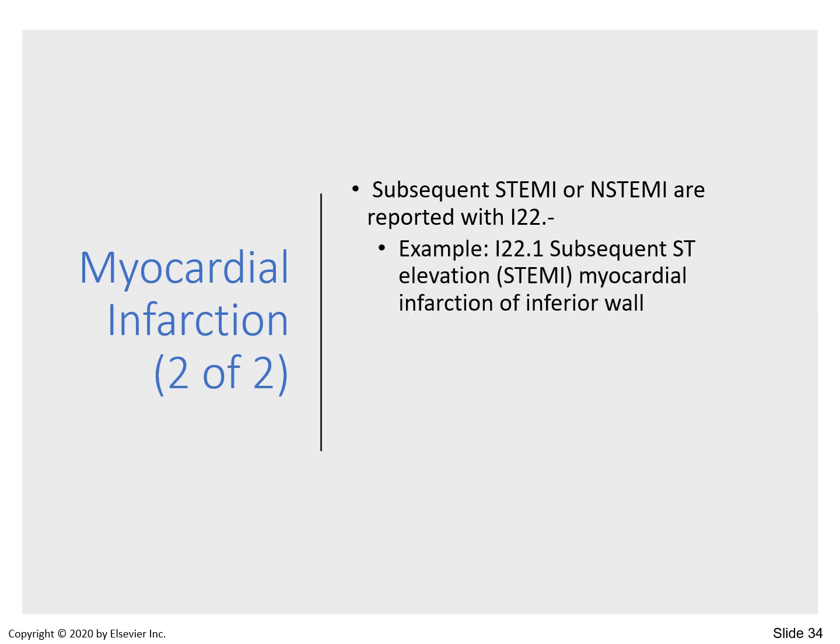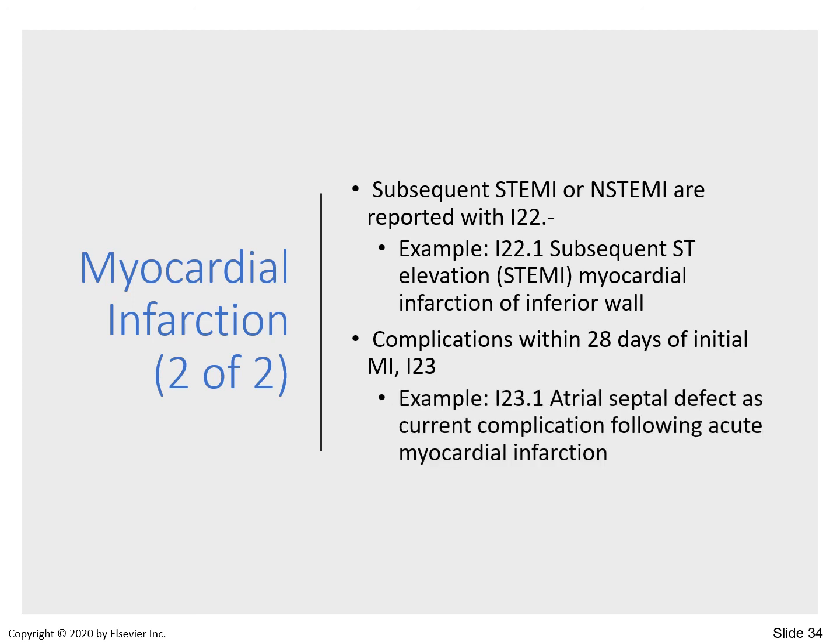And then we have subsequent. If it's a subsequent STEMI or non-STEMI, we have an example right over here, I22.1, subsequent ST elevation, myocardial infarction of inferior wall. This is a subsequent heart attack. The initial heart attack happened already, and this is a second heart attack. And the complications are within 28 days of the initial heart attack, the initial MI. You use a code I23 category. Atrial septal defect as current complication following acute myocardial infarction.